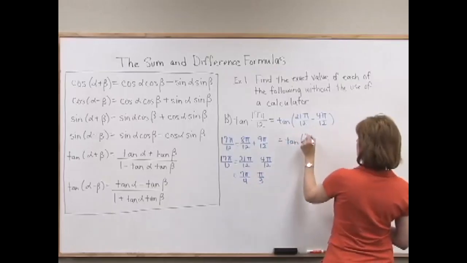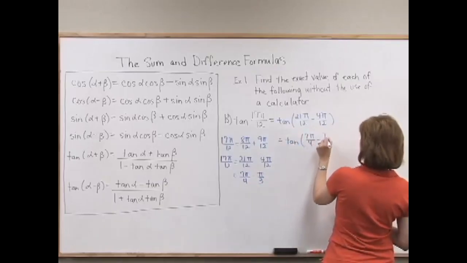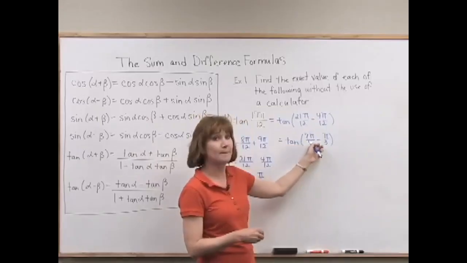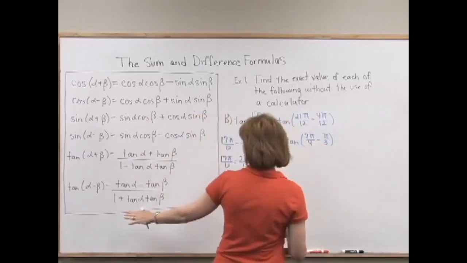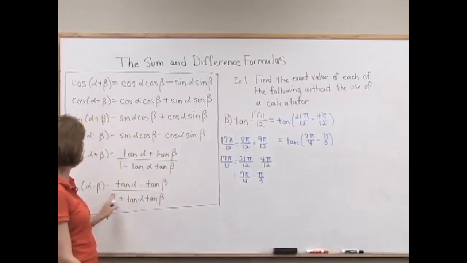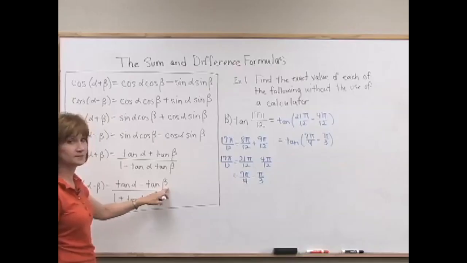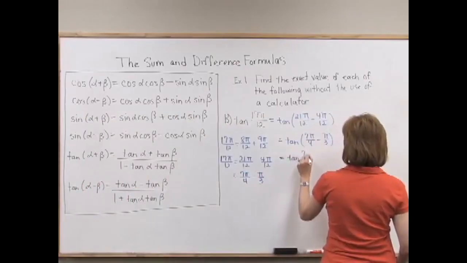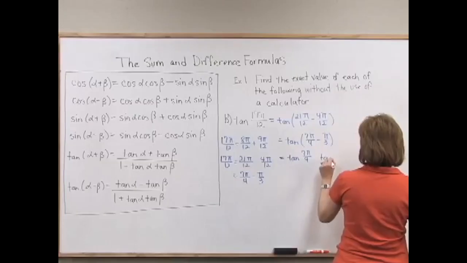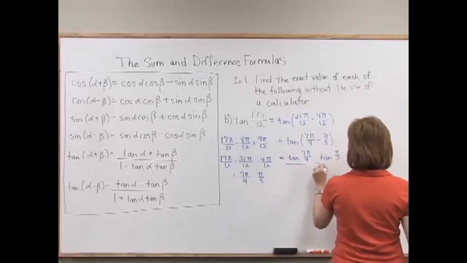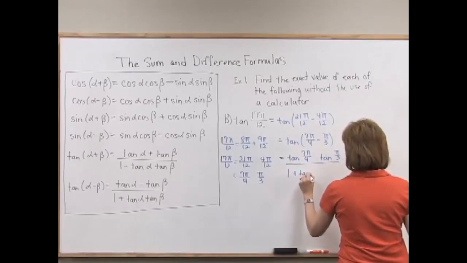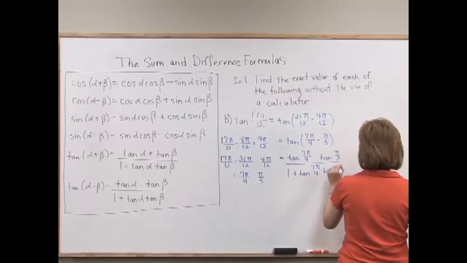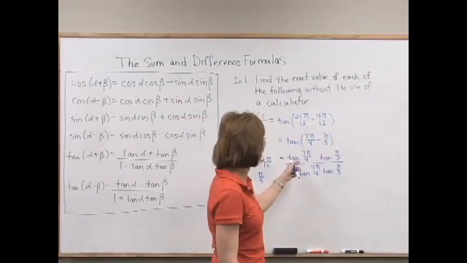And that's 7 pi over 4 minus pi over 3. Okay, so now we've got it written as the tangent of alpha minus beta, so we can use this identity right here. My alpha is 7 pi over 4, my beta is pi over 3. So that's going to give us tangent of 7 pi over 4 minus tangent of pi over 3 all over 1 plus tangent 7 pi over 4 times the tangent of pi over 3. Okay, now we just need to find those values.